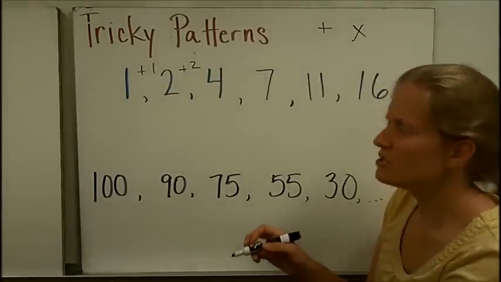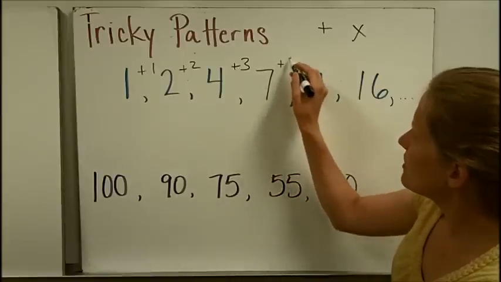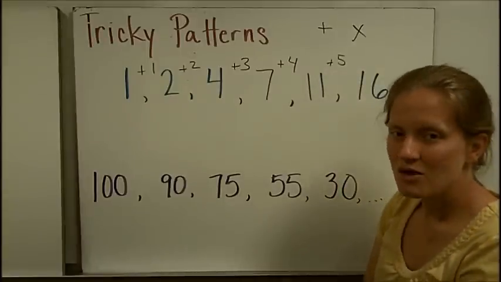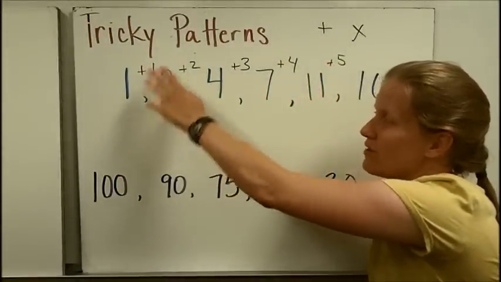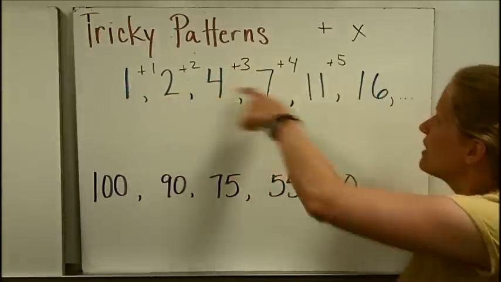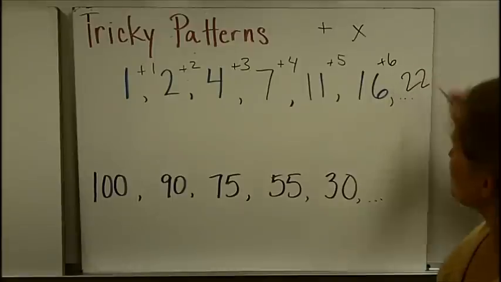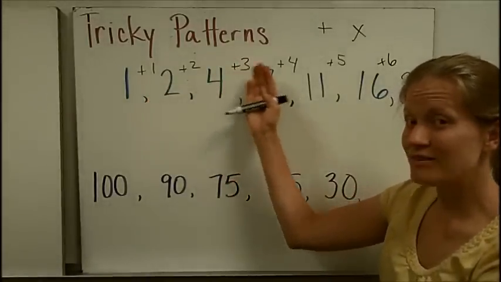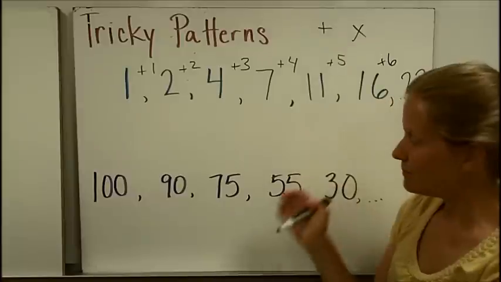Let's continue with addition and see what happens. 4 plus 3 gives me 7. 7 plus 4 gives me 11. 11 plus 5 gives me 16. So as you can see, this is an addition pattern, but we're adding 1 more every time. Not the same number every time, but 1 more. So next we would add plus 6 here, which would be 22. So notice that you don't have to add the same thing every time. You can change the number that you add, but it's still a pattern.